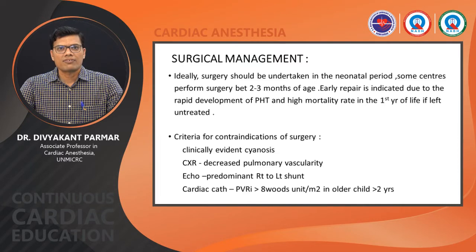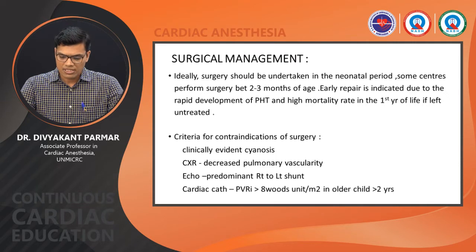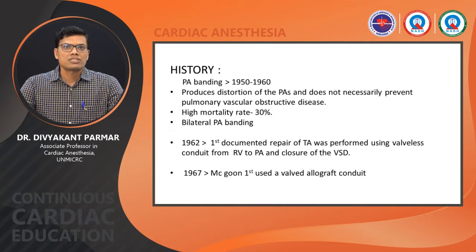Now, the following are the criteria for contraindications of surgery. These criteria are the same as in VSD, when these VSD patients develop Eisenmenger syndrome. First is when the patient has clinically evident cyanosis with saturation less than 70%, chest X-ray shows decreased or normal pulmonary vascularity, echo shows predominant right to left shunt, and on cardiac cath PVRI greater than 8 Wood units per square meter in older children greater than 2 years, which is also not reactive to oxygen therapy.